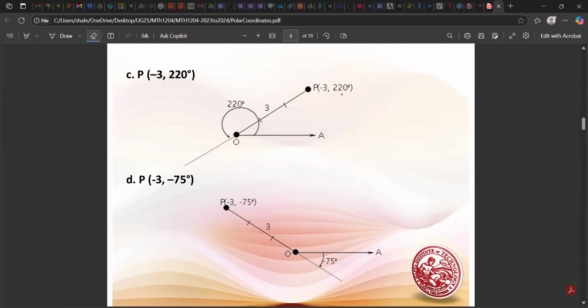Minus 3, minus 75. Even more odd. So we go with the minus 75 for the angle. And minus 3 should have been here. But remember, we're not plotting 3, we're plotting minus 3. So minus 3 will be on the opposite side, opposite to where the angle is measured. It's this way. So here you have minus 3, minus 75 degrees.